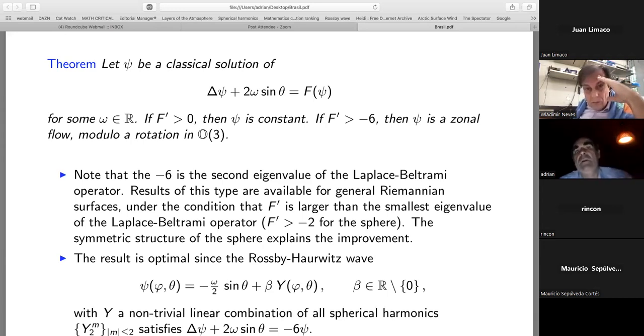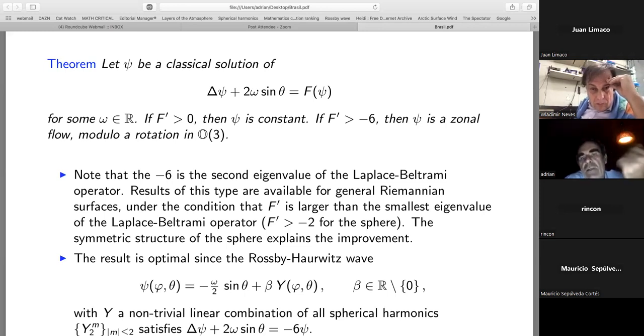So for example, this is the elliptic equation that I want to solve. If f prime is strictly positive, then only constant solutions are possible. You prove this by multiplying and deriving Poincaré inequalities and things like this. That if f prime is positive then psi is constant is not surprising. The surprising thing is that results of this type can typically be done for general Riemannian surfaces.